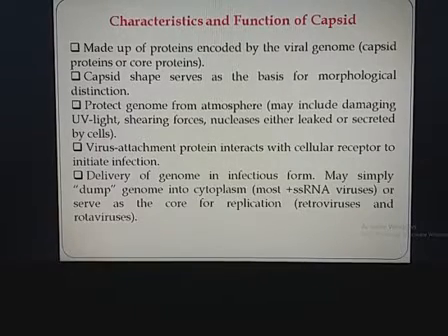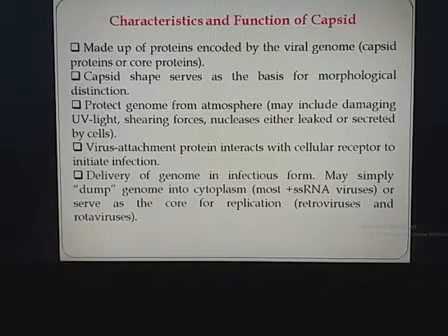Okay, next one, the virus attachment protein interacts with cellular receptor to initiate infection. That means the capsid protein has some markers or some proteins, or you can say some ligand-like structure, which help to interact with the host cell, and finally after interaction it will form an attachment and infect the host cell. Okay, finally the viruses deliver the genome in infectious form, maybe simply dump the genome into the cytoplasm or serve as a core for replication, some retroviruses and rotaviruses.